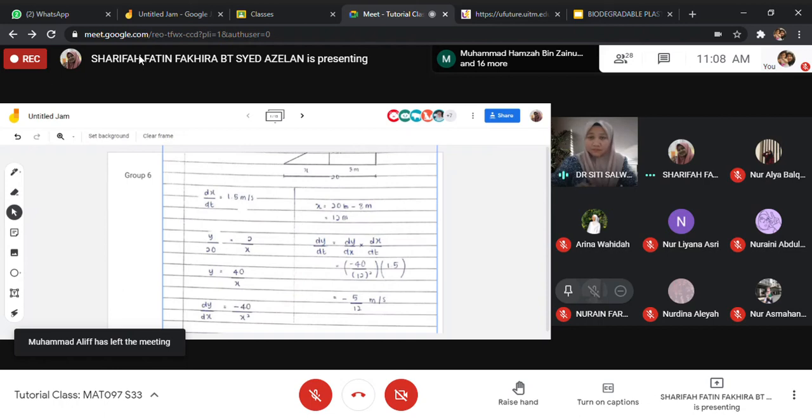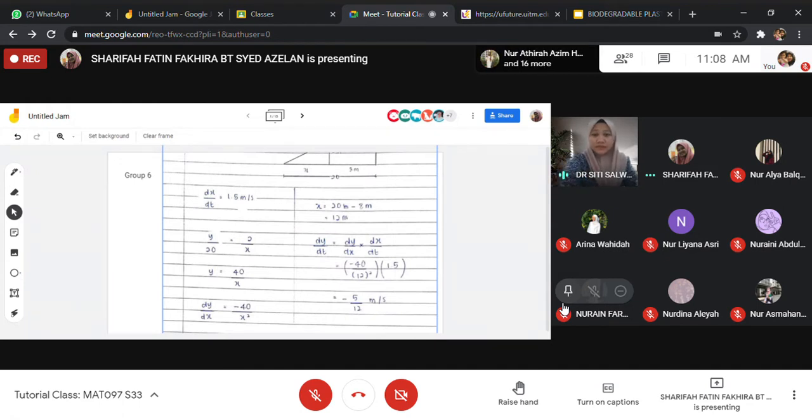Konsep implicit derivative. Okay, boleh tak? Kalau yang untuk implicit ni, nanti I akan share pada Dina dia punya solution. Boleh tak Dina? Boleh doktor. So itu satu cara lagi lah. Okay, nanti I akan share.